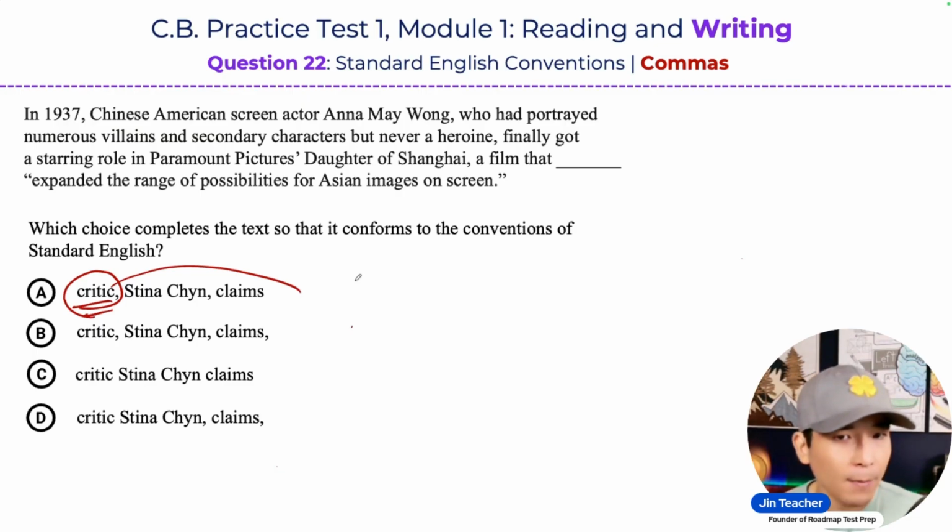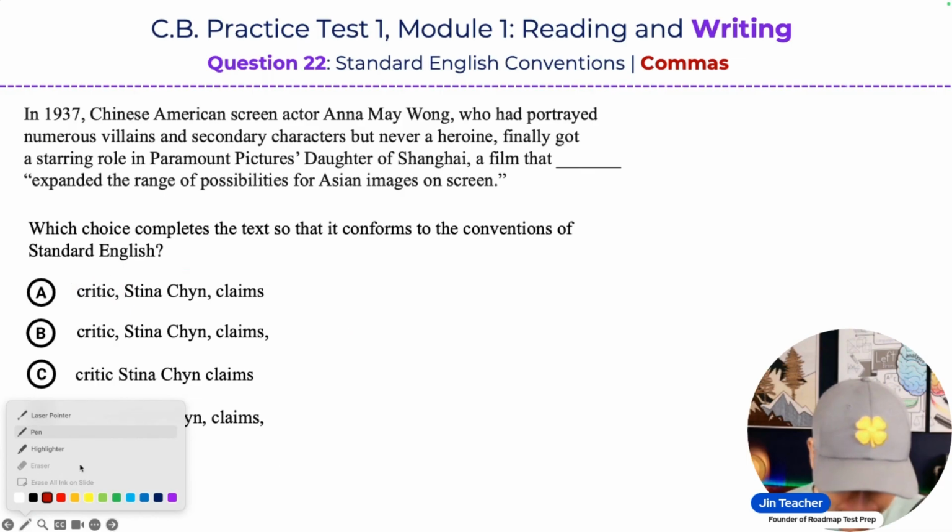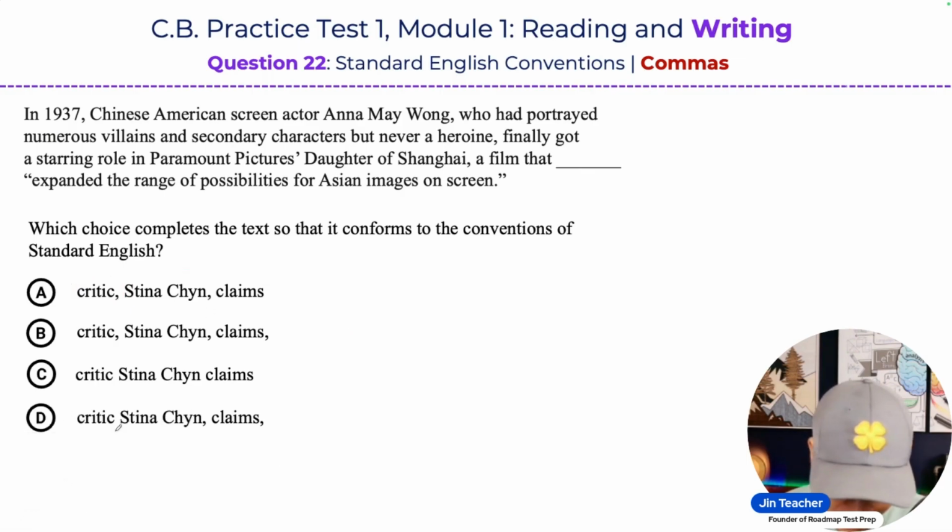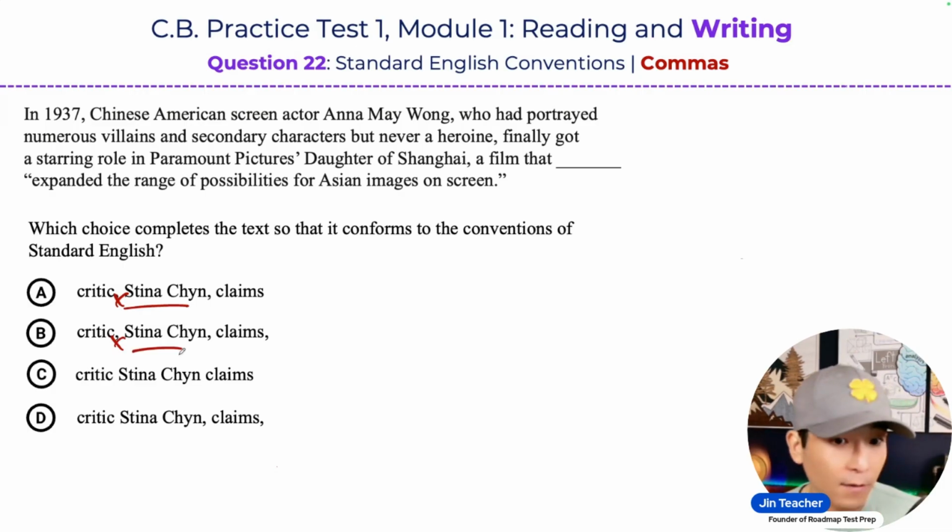Because there can be more than one critic, we know that Stina Chine is going to be essential information. So what does that tell us? If it's essential, there's not going to be any comma before the appositive, because there should be no commas around essential information. So as soon as we see a comma before Stina Chine, we can cross those out. We can cross A and B out for sure, just because of that comma right before Stina.